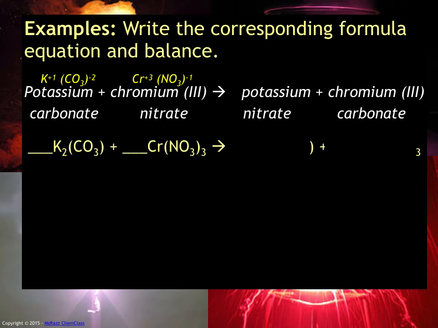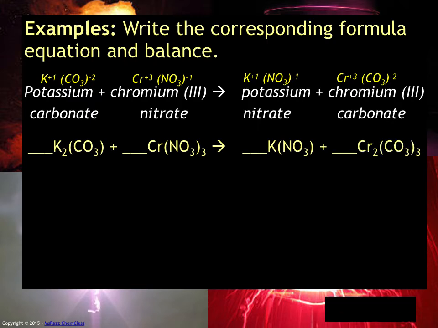Potassium nitrate is another compound. Potassium is a metal, so it's an ionic compound. Both of those have a charge of 1, so they can balance each other out like that. Finally, chromium 3 carbonate. Remember that the 3 Roman numerals means chromium has a +3 charge, carbonate has a -2 charge, so you have to flop the numbers so that both of those go to 6. Next up, we need to balance it.